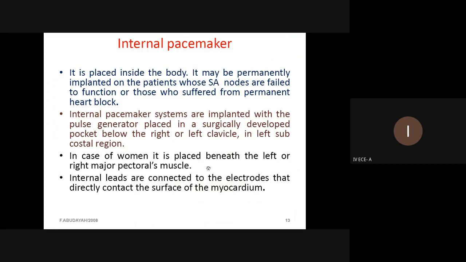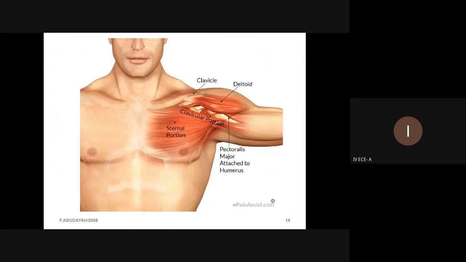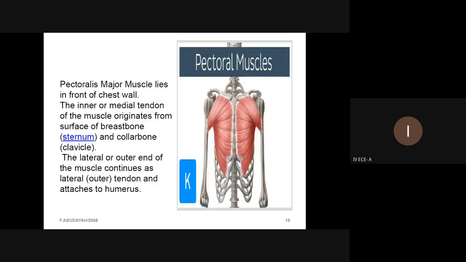In case of a woman, it is placed beneath the left or right pectoralis major muscle. Internal leads are connected to the electrodes that directly contact the surface of the myocardium. Okay, so this is the position where the pacemaker is placed inside the human body. That is the internal pacemaker. Okay, so these are the pectoral muscles.